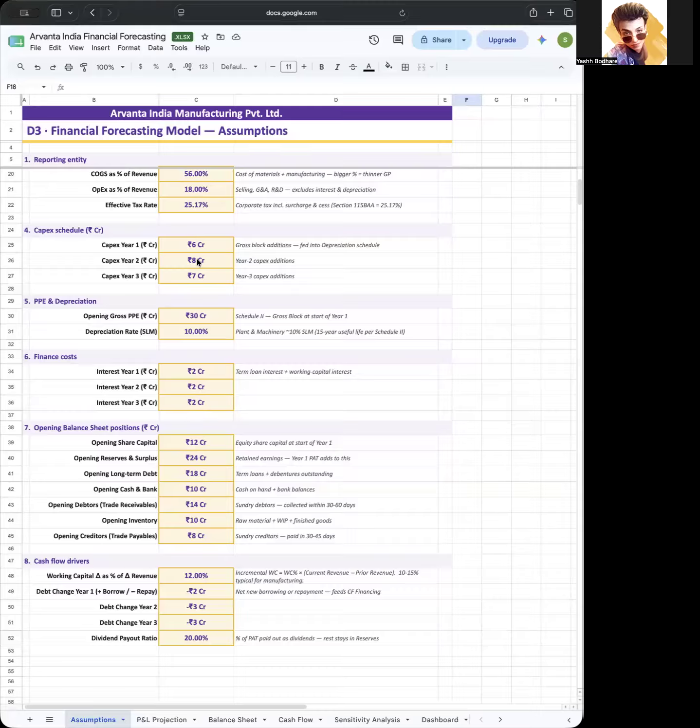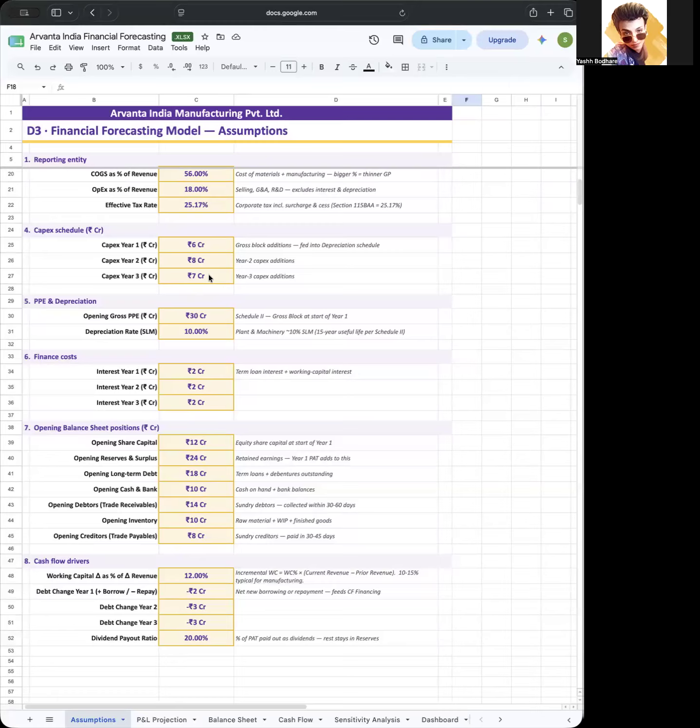This reflects a larger capacity expansion initiative. So management may try to invest in an additional production line, factory expansion, new automated machinery, increased warehousing capacity, and higher production capability. So this larger investment should help Arvanta support future sales growth, but it also creates a higher cash outflow and additional depreciation. And the third CapEx, that is 7 crores, can represent further automation technology upgrades and efficiency improvements following the 2 year expansion.